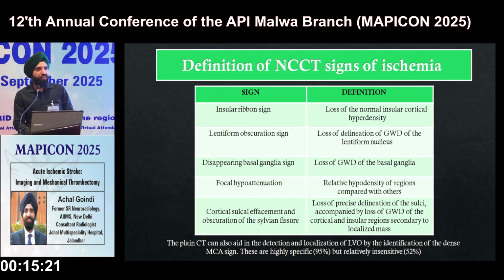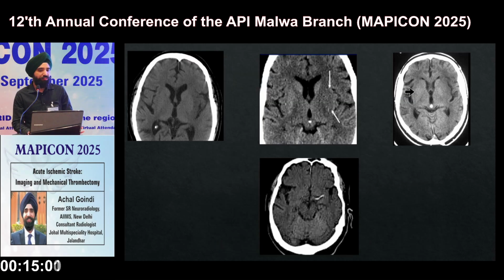So on NCCT, what are these fancy signs which we see? What are these signs of ischemia? It can be the insular ribbon sign, lentiform obscuration sign, disappearing basal ganglia, focal hypoattenuation, cortical sulcal effacement. These are all hi-fi terms; basically what it means is that the gray-white matter differentiation is lost. That is the first and foremost feature which helps us to identify that an ischemic stroke is happening.